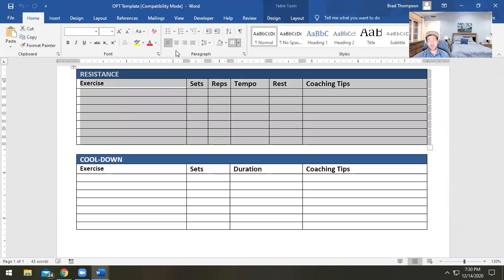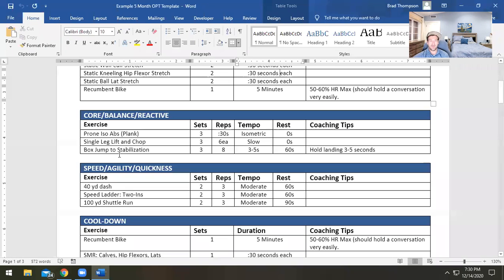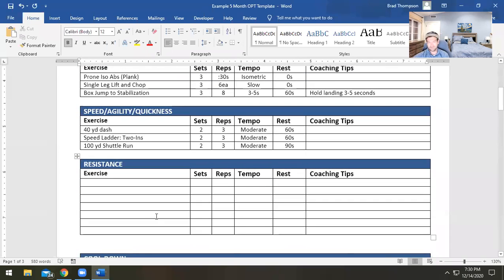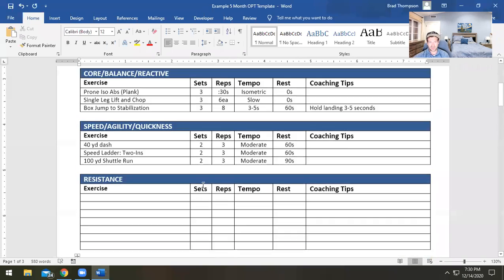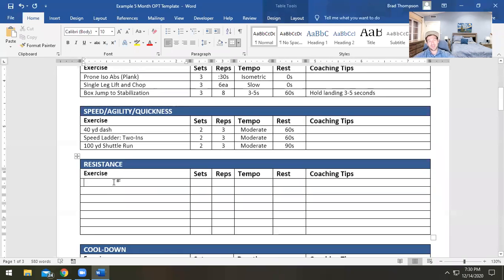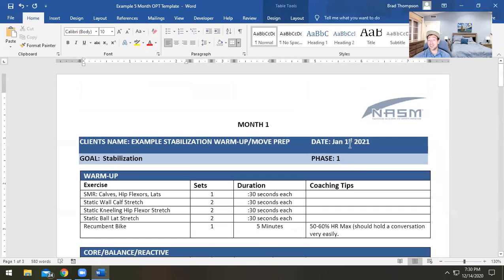Fair warning, some of these workouts, if you were to do them in real life, would be way too long. But they're prime examples of exercise selection. So what I'm going to do is pick a stabilization client.